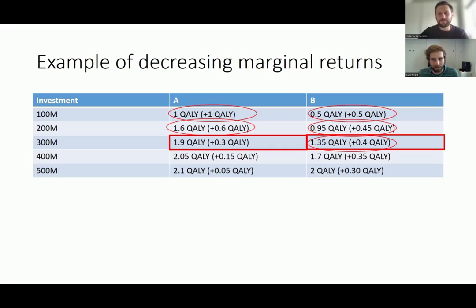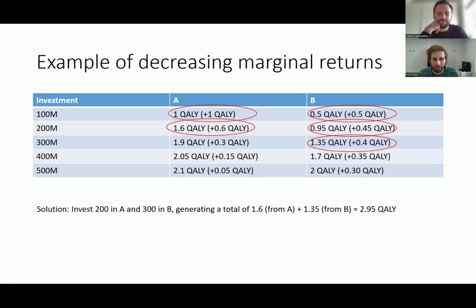So it's done. It's already 500 million invested. And you can see that the answer is then 200 million in A, 300 million in B, generating a total of 1.6 qualis from A and 1.35 qualis from B, which is 2.95 qualis. Remember, if you go, for instance, only in A, you would get only 2.1.